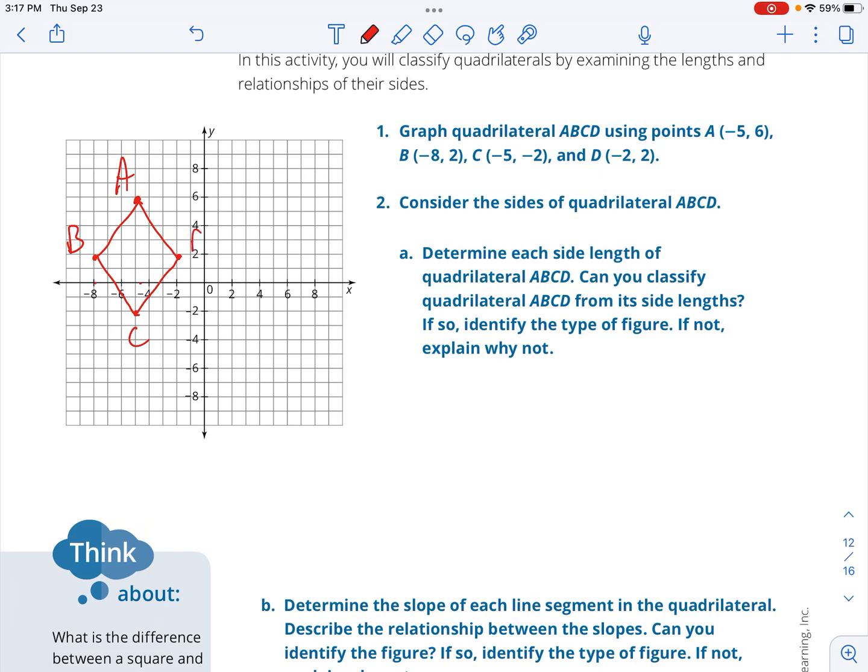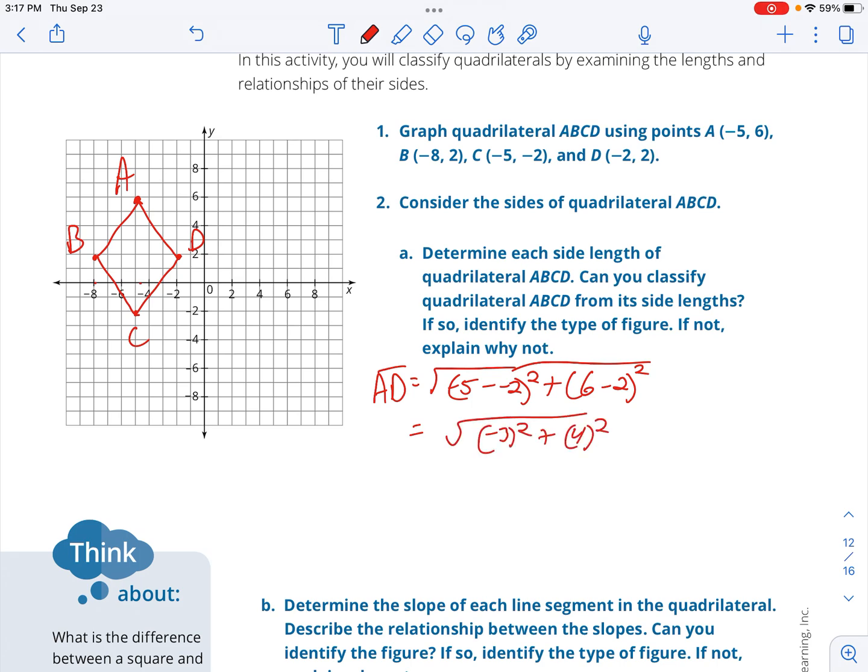So go through and use your good old distance formula to find me those side lengths. I'm going to show you again how we find the distance formula. I'm going to find the length of AD. x2 minus x1, just be consistent in what you start with, and then y2 minus y1. -3 squared and 4 squared. 9 plus 16 is the square root of 25. The square root of 25 is perfect.